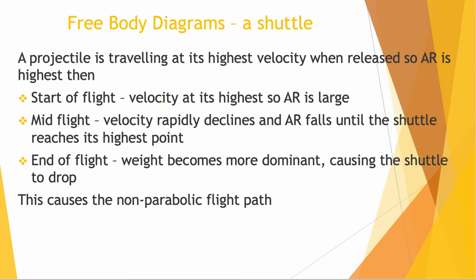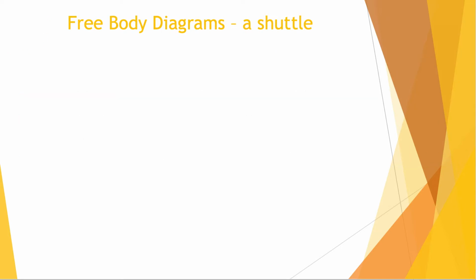Shuttlecock this time. So at the start, the velocity is at its highest. We know that again. So air resistance is going to be at its biggest at the start. Velocity declines, so air resistance falls. And by the end of the flight, the shuttle has almost stopped in the air, so air resistance becomes very small, and we end up towards the end of the flight with weight becoming the most dominant force, and that's the thing that causes the shuttle to drop to the floor in the end. So let's have a go at drawing that one this time.